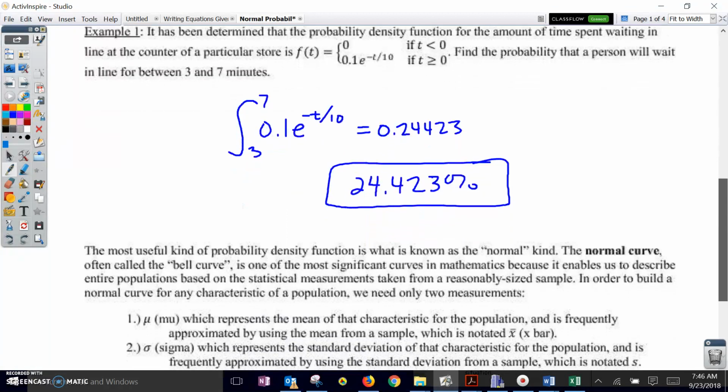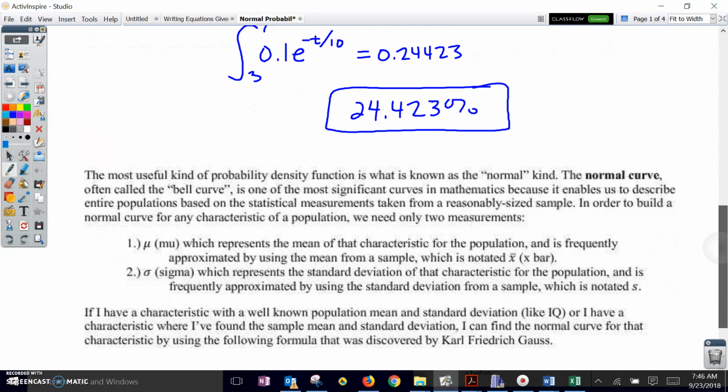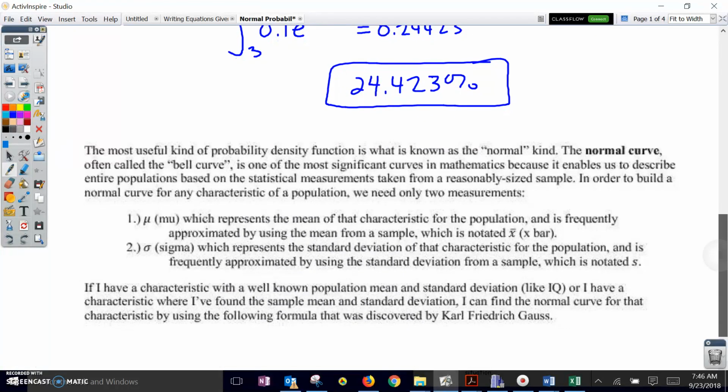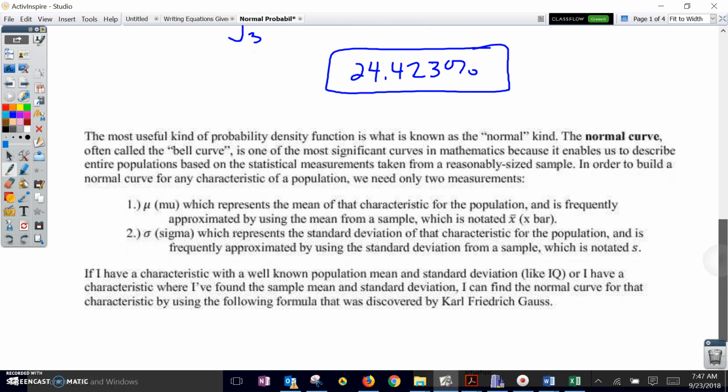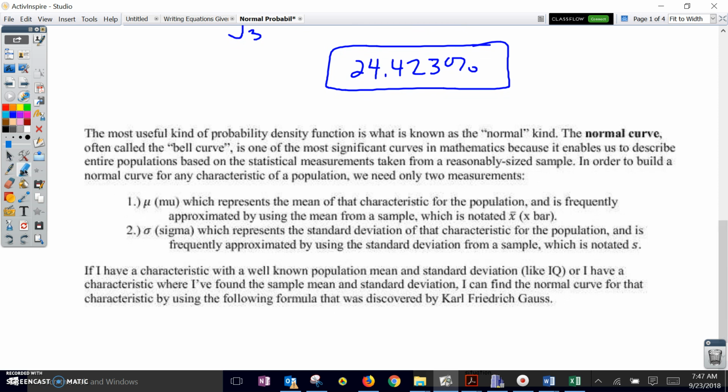Alright, then there's some more narrative about the most useful kind of probability density function being the normal curve. We've all heard of the normal curve, I hope, by this point in time. In order to build a normal curve for any characteristic, I need to know two things. I need to know mu, which represents the mean of that characteristic for the population. We frequently approximate it using the mean from a sample, which we notate x bar. And the other thing we need to know is sigma, which represents the standard deviation of that characteristic for the population. We frequently approximate that by using the standard deviation from a sample, which is notated s.